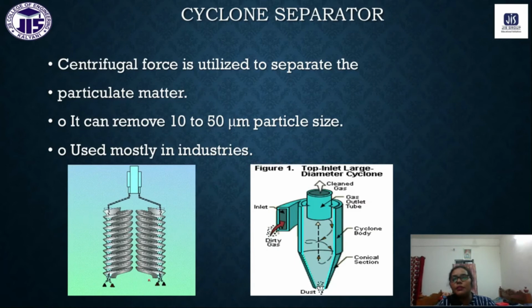Next we will discuss the cyclone separator. Why are we using the term cyclone? Cyclone means spiral movement. You can see here, the dirty gas passes through the inlet and enters the instrument, where it has a spiral, cyclone-like movement.